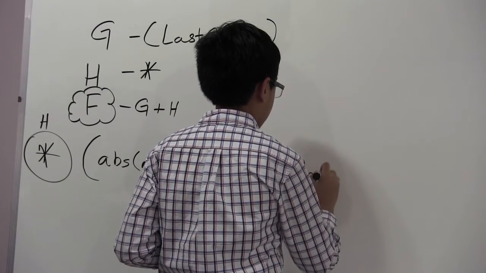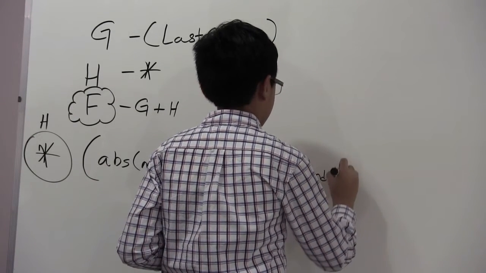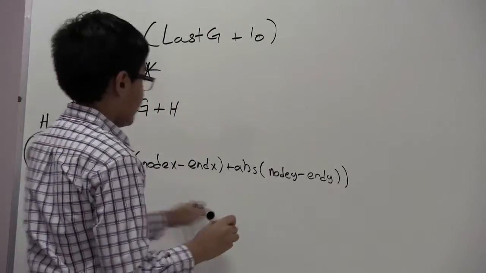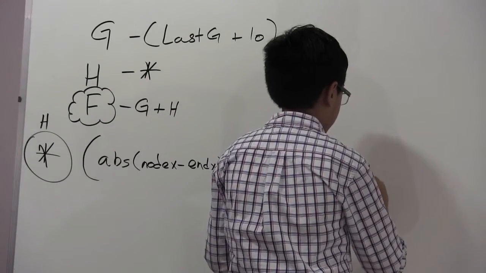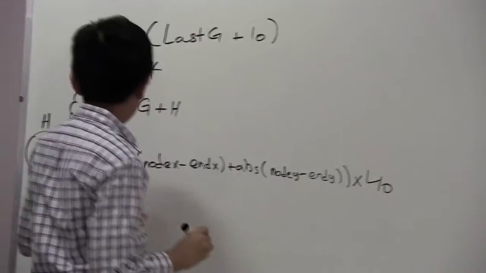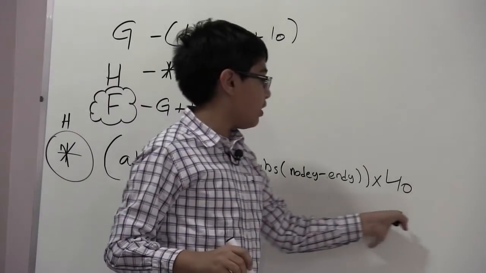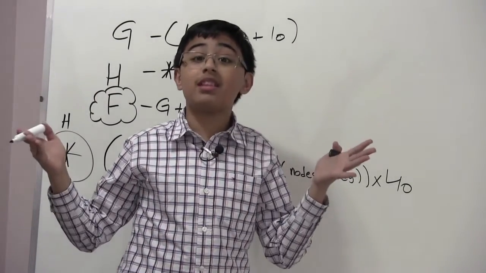y. Okay, so we add these, and then one more step, we multiply it by 40. This will get us our h cost. That's a pretty long expression. Thank God we have computers to do it.